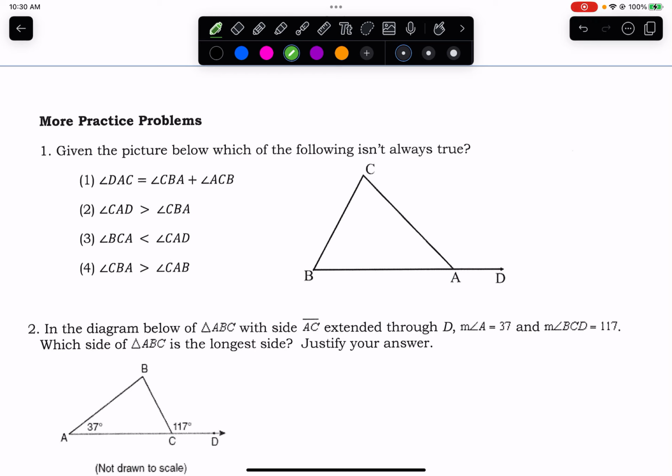Given the picture below, which of the following isn't always true? So I have just a triangle with an exterior angle. So if I just want to label these. The first answer choice says angle DAC, so that is my green angle. That's saying that DAC is equal to CBA and ACB. Those are both of the pink angles, and I know that is true, so I can cross that answer choice off. Let me go through and highlight CAD, CAD.